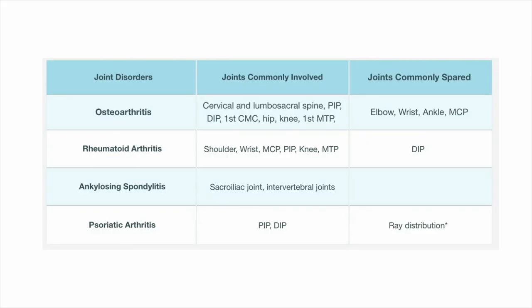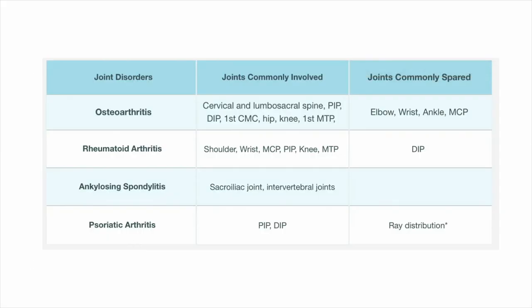Okay, so now the next type of arthritis is ankylosing spondylitis. You can see classically the patients present with back pain. There is classically involvement of the sacroiliac joint, and there could be involvement of the intervertebral joints as well. And we don't really talk about a specific type of sparing in this type of arthritis.